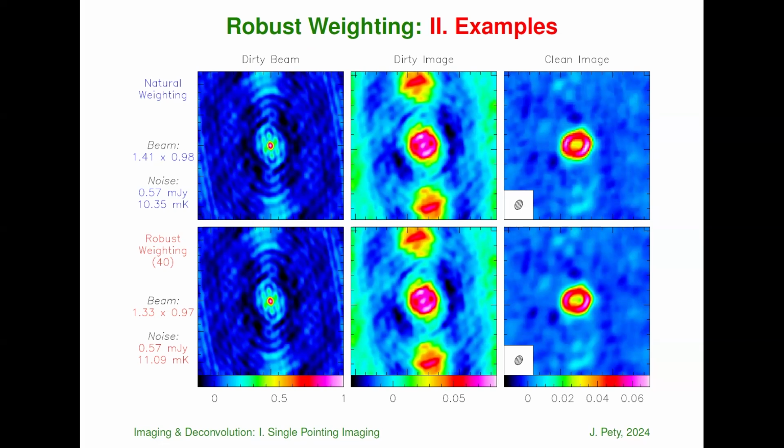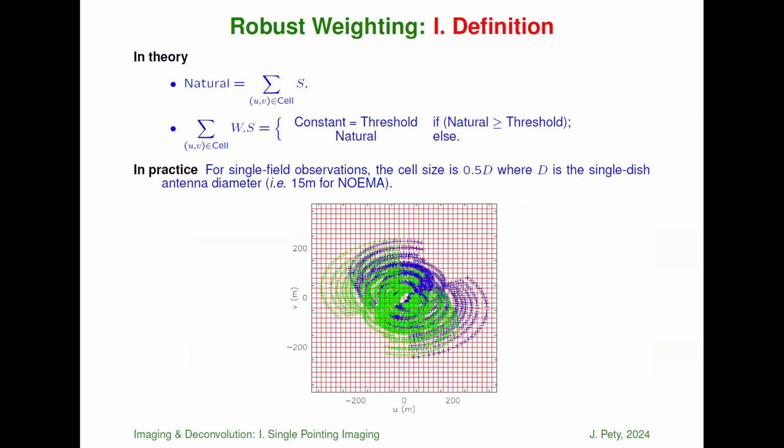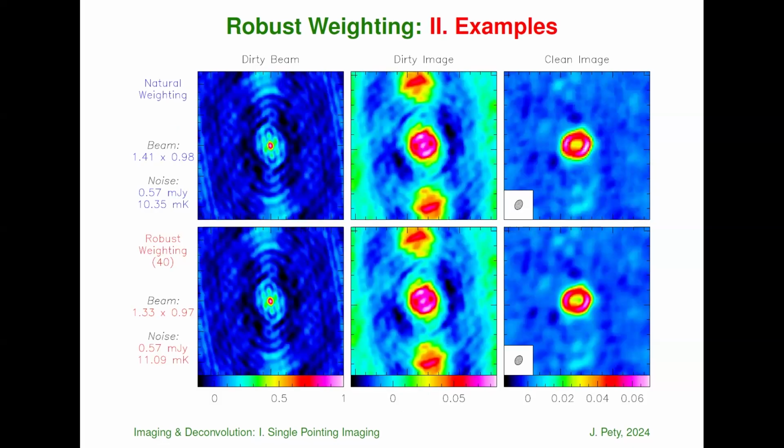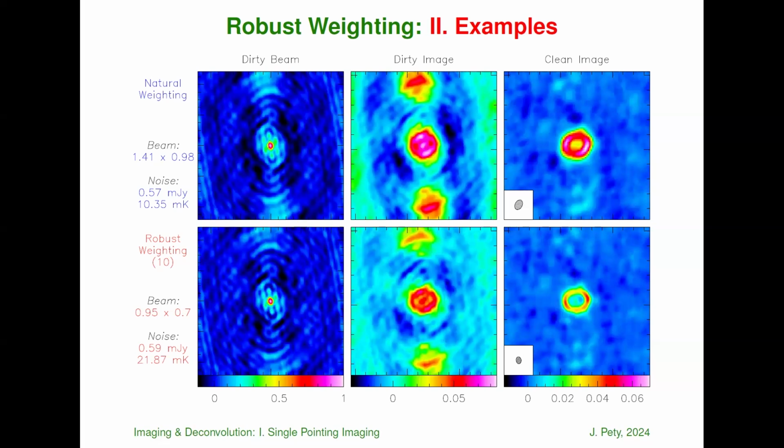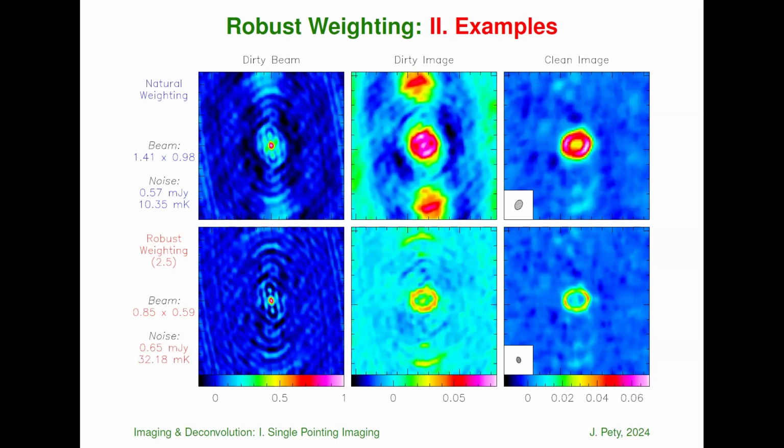So you see that when I'm picking a threshold that is large, it's so large that basically I'm taking the natural weighting. The condition is never met because the threshold is large. So with a large threshold, I get the same answer: similar, not exactly, but similar beam and similar noise. But now let's reduce the threshold by a factor 4, so 40 to 10, and then by another factor 4.